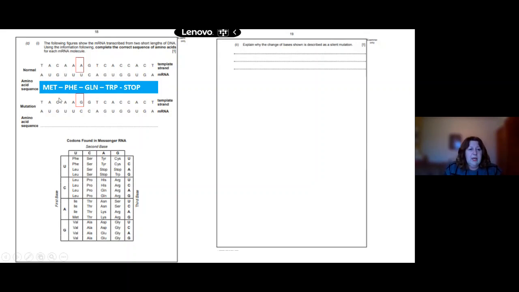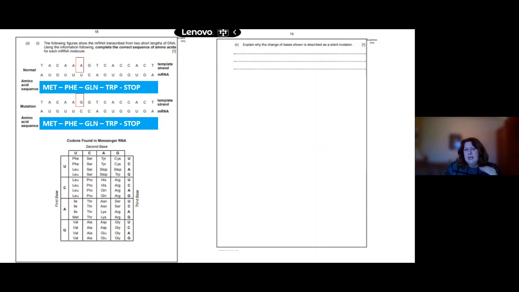So AUG, as I've said before: the first base is A, so we're down here. The second base is U, so we're where A and U meet. And then the third base is G, and we've got it over there. So we know this first amino acid is methionine, Met. You follow through with the others just like that, being very careful. And if you work out the second one, you can see the amino acid sequence hasn't changed.